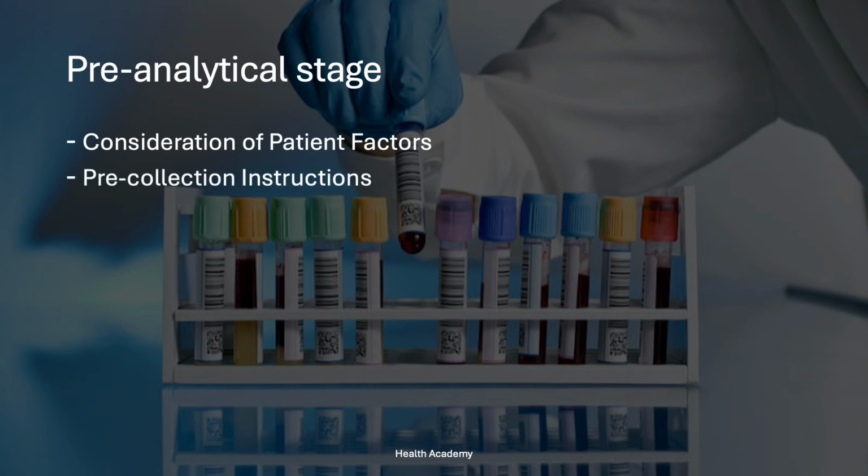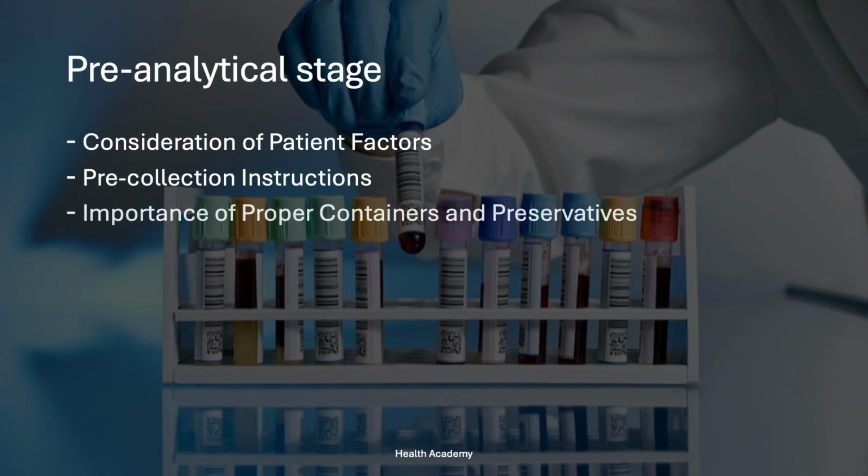Pre-collection instructions. Providing patients with clear instructions for the collection of special samples, such as urine for a vanillylmandelic acid test, is essential for ensuring the accuracy and reliability of test results. Importance of proper containers and preservatives. The use of incorrect containers or preservatives can adversely affect the sample's integrity and consequently the test results. It's imperative to use the appropriate materials for sample collection and preservation.